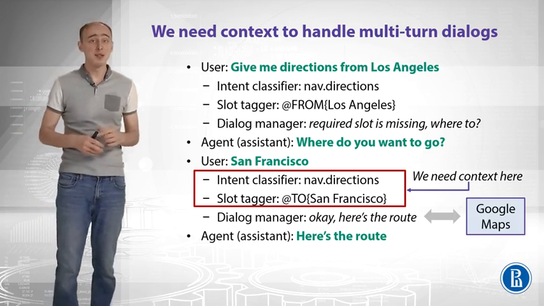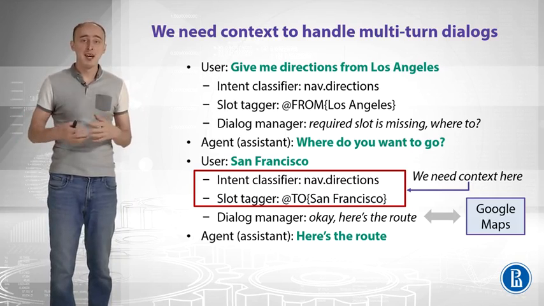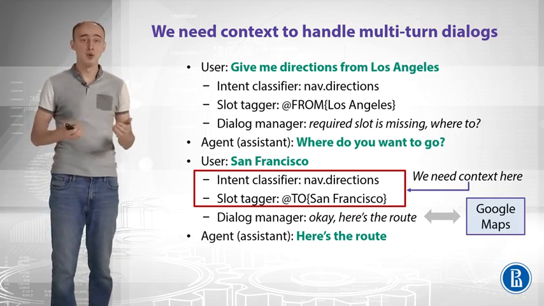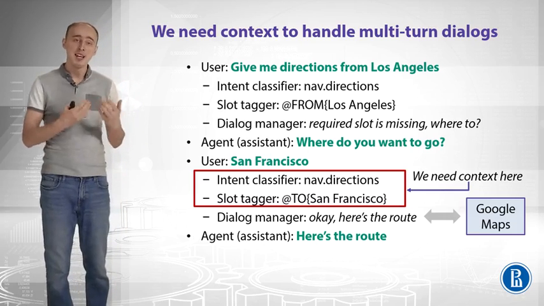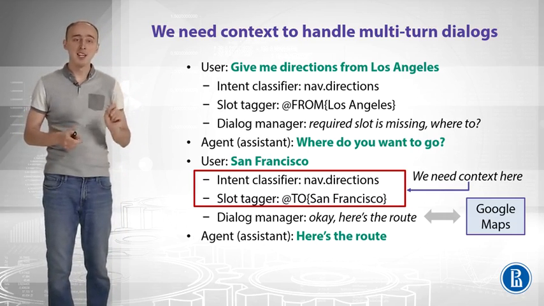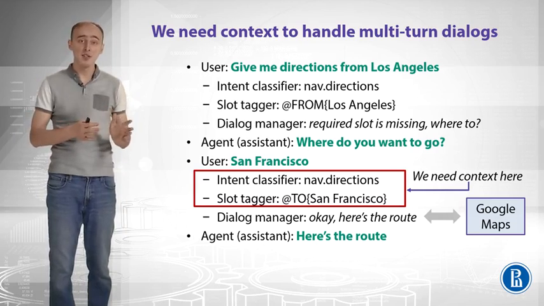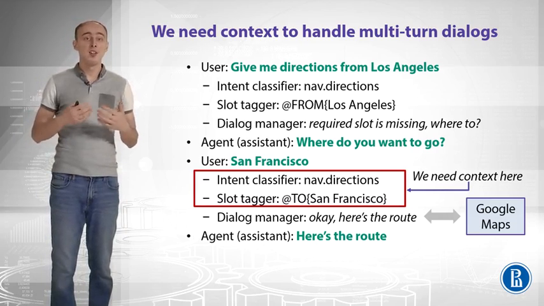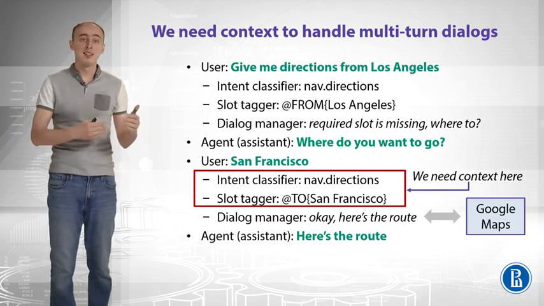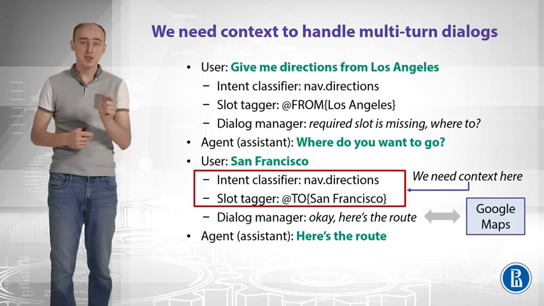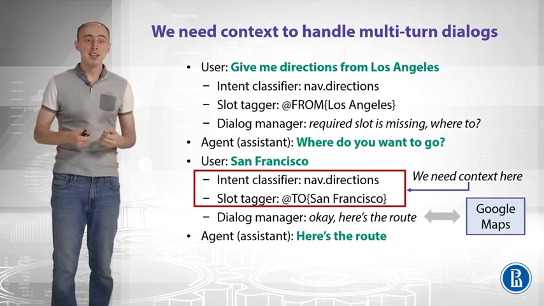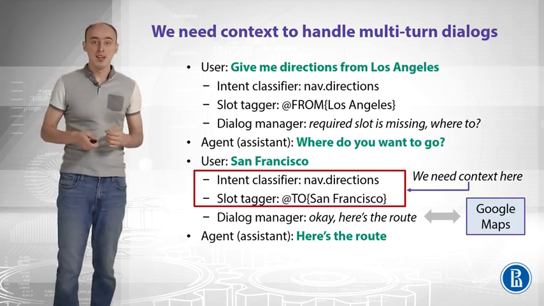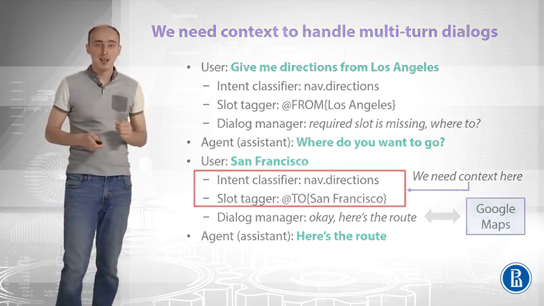A user says, give me directions from LA, and we understand that we have a missing slot, so we ask where do you want to go, and then the user says San Francisco. And when we have the next utterance, it would be very nice if the intent classifier and slot tagger could use the previous context, and understand that San Francisco is actually a to slot that we are waiting for, and the intent didn't change. And we need context for that.